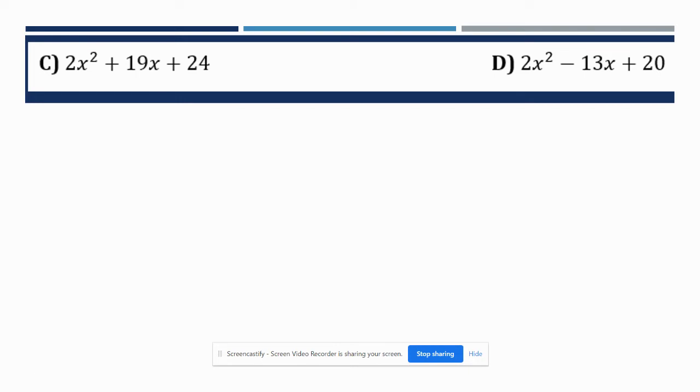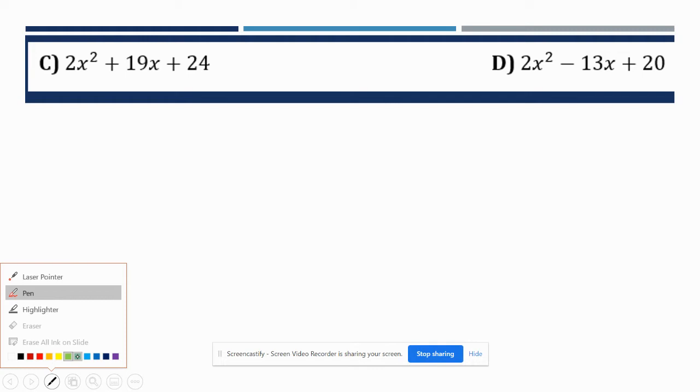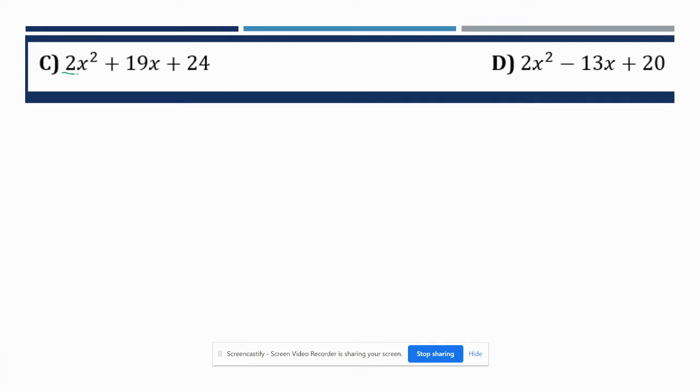Letter C. 2, 19, and 24 do not have a common factor. 2 times 24 is 48. Two numbers that multiply to positive 48 and add to positive 19 are going to be positive 3 and positive 16. 3 times 16 is 48. 3 plus 16 is 19.